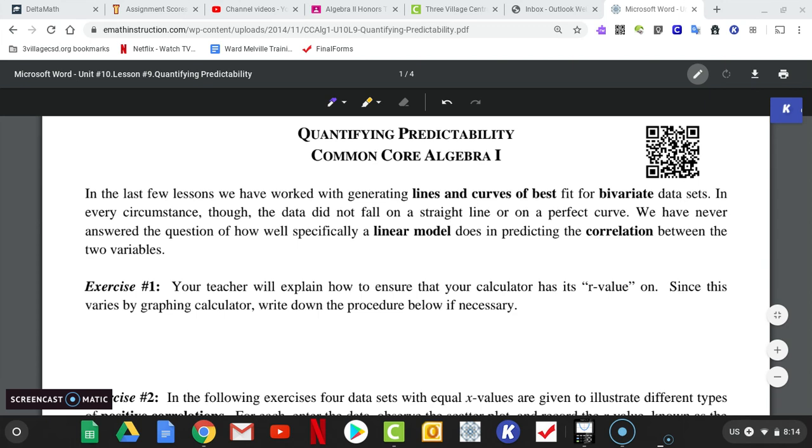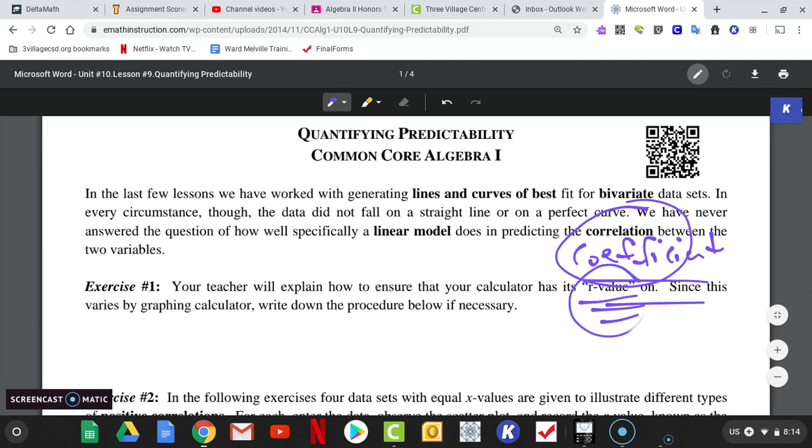Okay. So today we're going to talk about something called the correlation coefficient. You're going to see those words today, correlation coefficient. And what that refers to is this R value that they're talking about in exercise 1. So whenever they talk about the correlation coefficient, they're talking about the R value, all right?